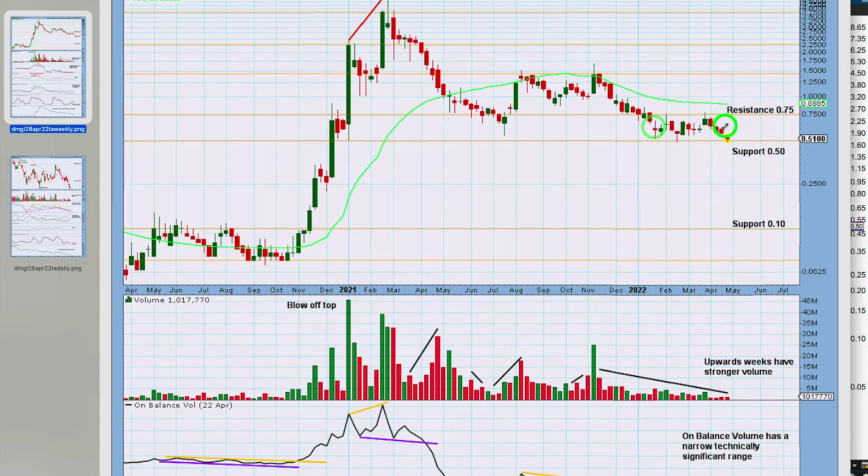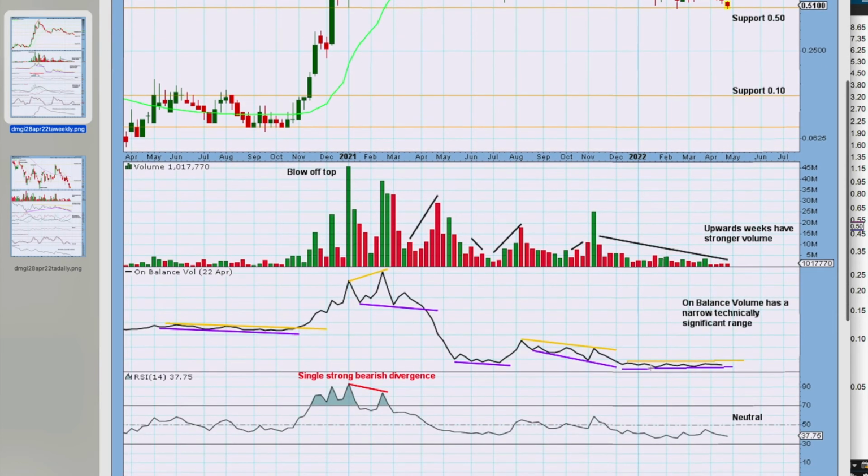So far consolidating in this zone while volume is continuing lower, although upward weeks are showing some push from volume. On balance volume is also tightly constrained within a fairly technically significant range. So if we get a break above resistance or below support from on balance volume here, that would be a good signal at the weekly chart level.